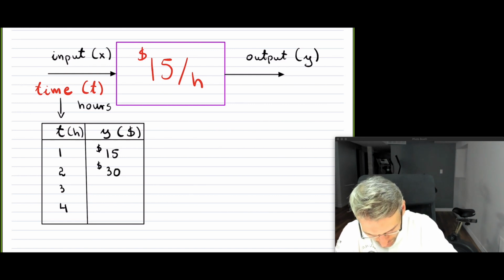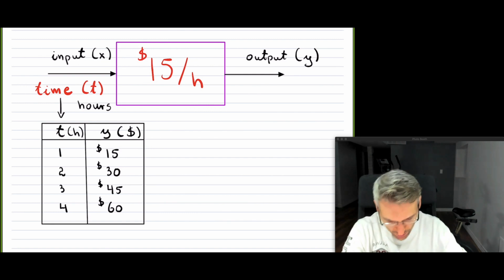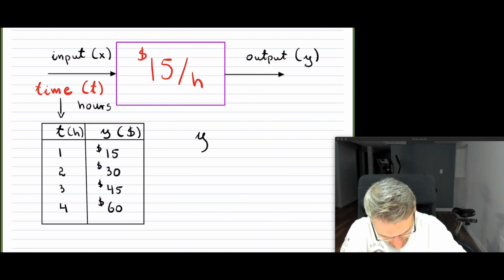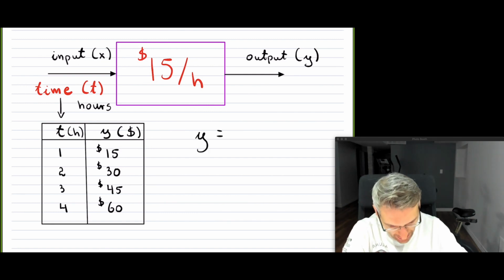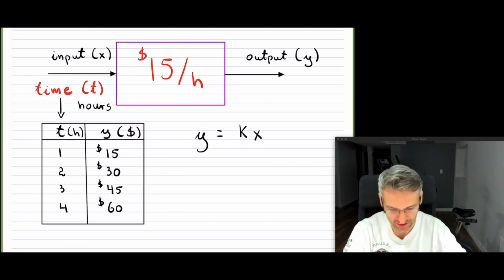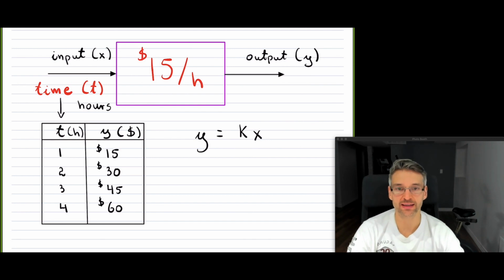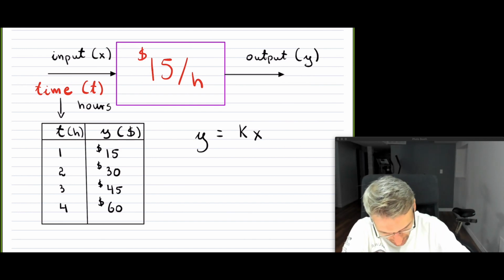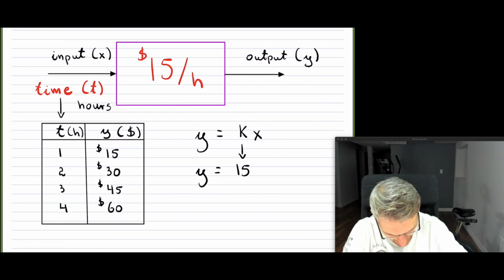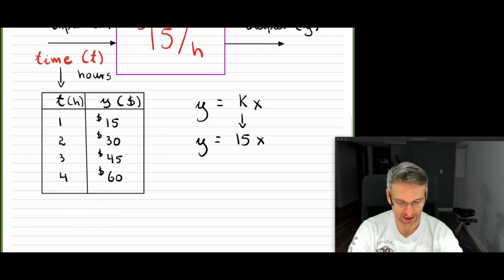If you work for 3 hours, it's going to be $45. 4 hours, it's going to be $60. So what we're really doing is taking our output now, this K, which is multiplied by our input. In this case, the input is time, depending on how many hours you work. So I can make this very specific to this example, where this K right here is basically $15 an hour, and it is being multiplied by the time that you're inputting in.